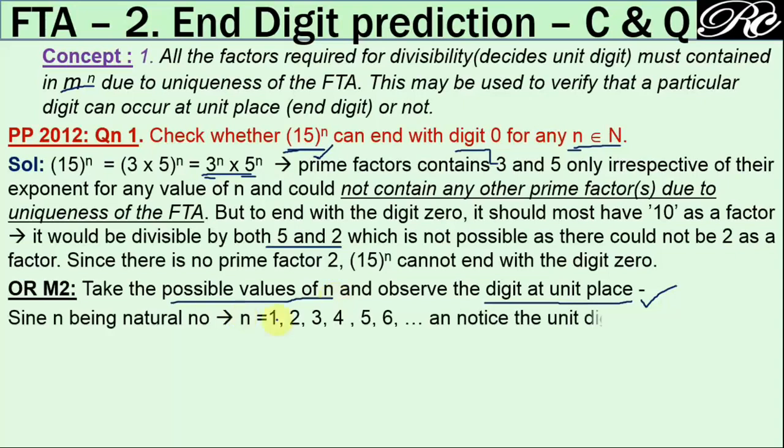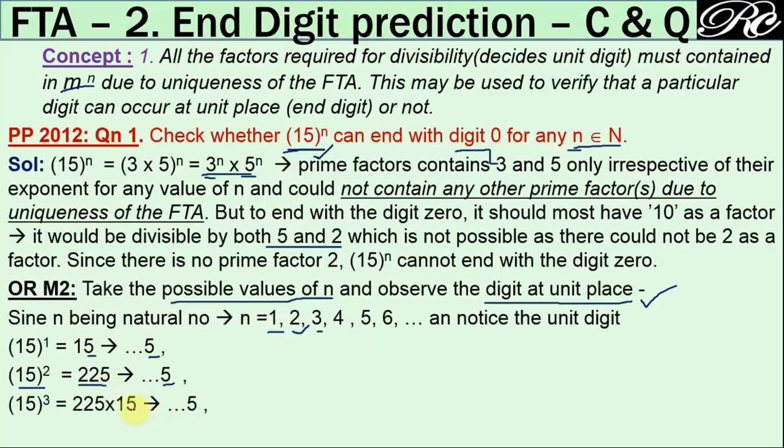If we take n as 1, it becomes 15 to the power 1, which is 15, and the unit digit is 5. If n is equal to 2, then 15 squared is 225, and the unit digit is 5. If we take n as 3, 15 cubed means 225 will again be multiplied with 15, and we will get the unit digit as 5, because 5 into 5 is again 25.